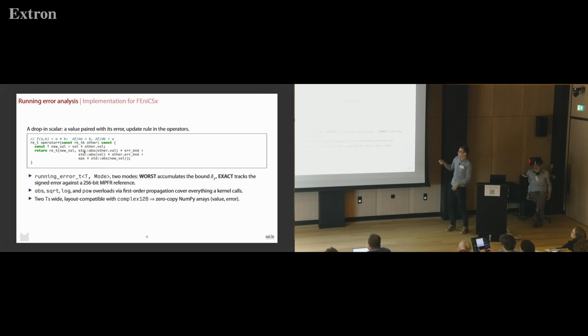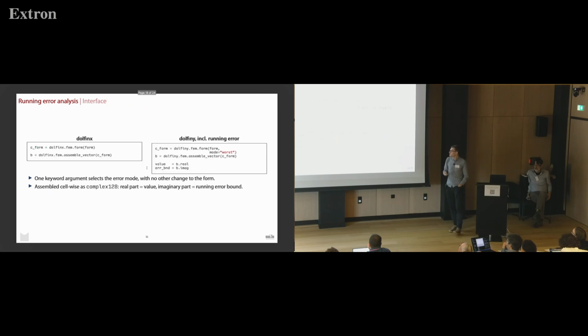And then we have two modes. The worst mode is a guaranteed upper bound on the result, and the exact mode is a signed approximation to the error. So we even have a more expensive way that you can compute the error using higher precision libraries. This is more expensive, but it will give you a better estimate of the error, not a very pessimistic one. Okay, and then we have some magic to map this to Python for the convenience of the users.